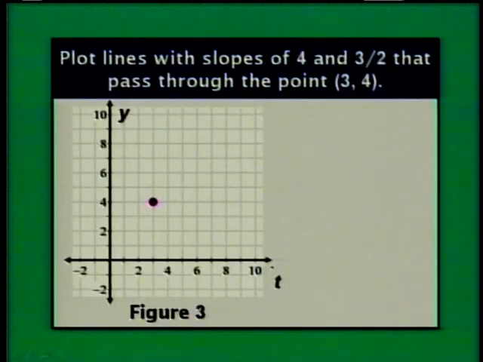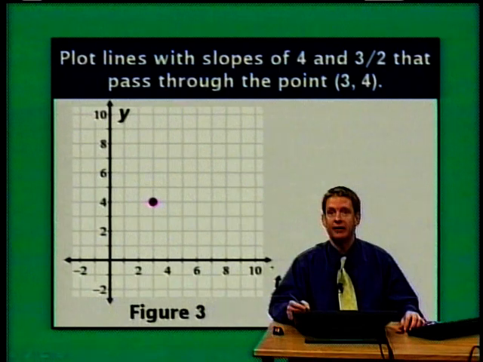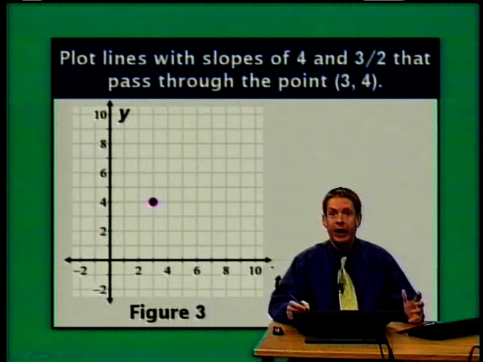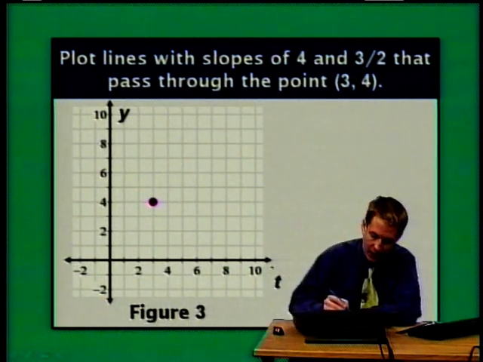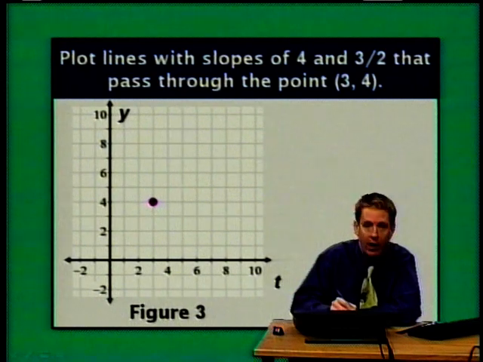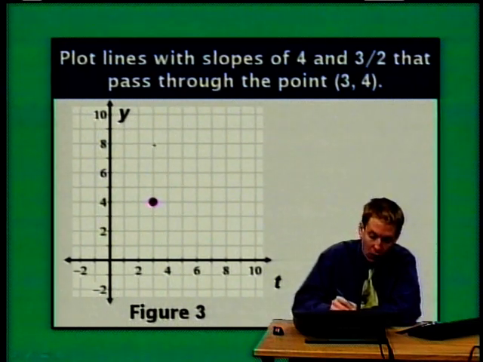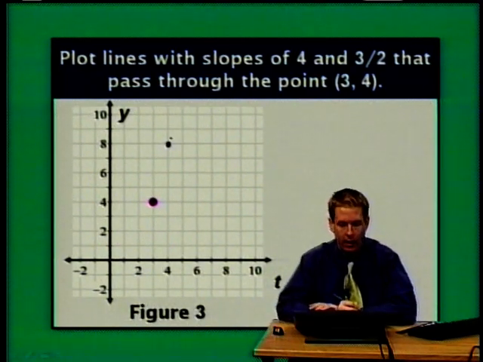Let's plot lines with slopes of positive 4 and positive 3/2 that pass through the point (3, 4). Well, I need to think of some ratios that reduce to 4: 4 over 1, negative 4 over negative 1. If I start at the point (3, 4) and I make a rise of 4 and a run of 1, I'll have a point that makes a slope of 4 with the point (3, 4).